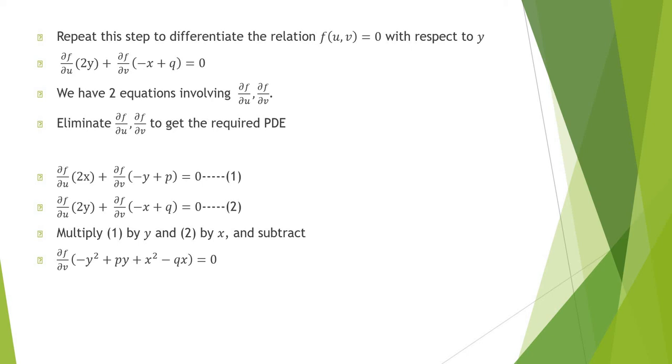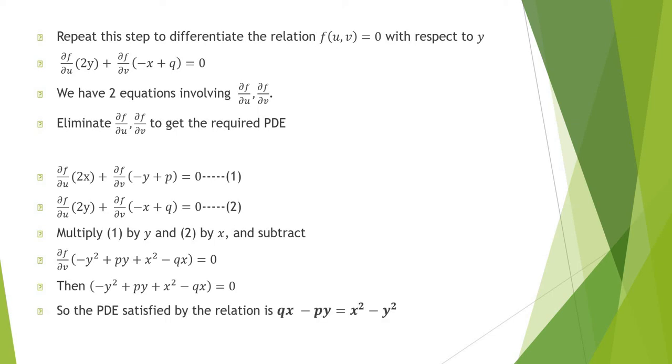If the product of two terms is equal to 0, one of them should be equal to 0. Now f is an arbitrary function, so we can't really say anything about ∂f/∂v. So minus y² plus py plus x² minus qx should be equal to 0. And that gives us the PDE satisfied by the relation: qx minus py equals x² minus y².